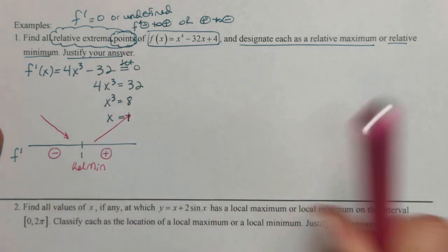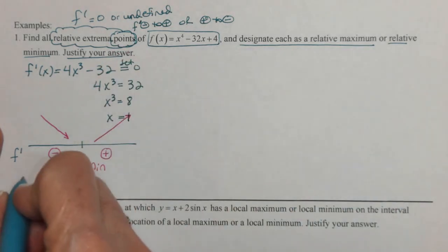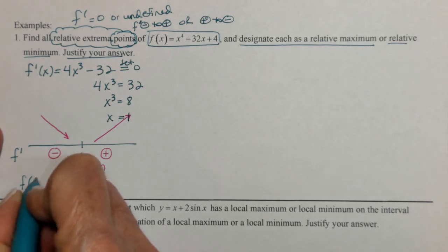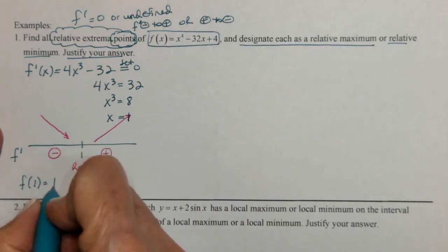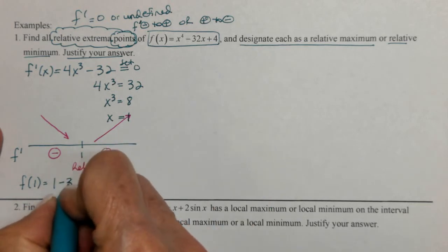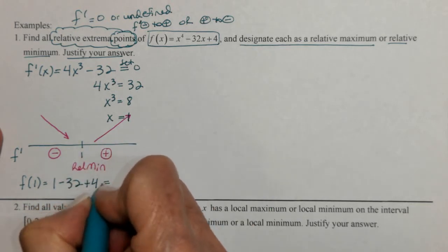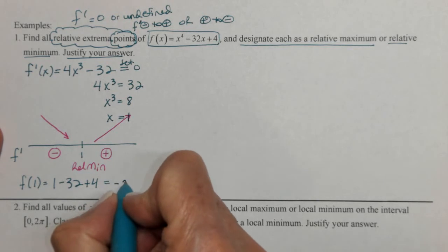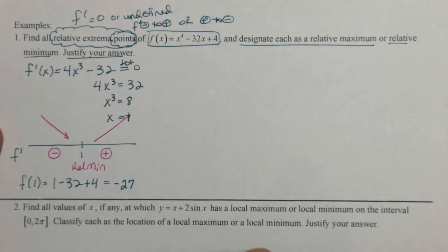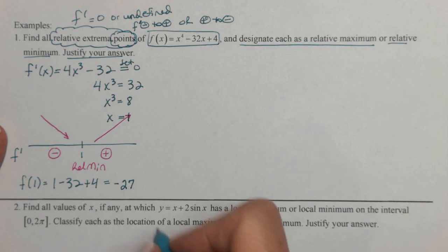Again, we were asked to find a point, so I need to find the y value there. F at 1 is what? F at 1 is 1 to the 4th minus 32 plus 5, so negative 27, right? Doing the math, doing the adding.